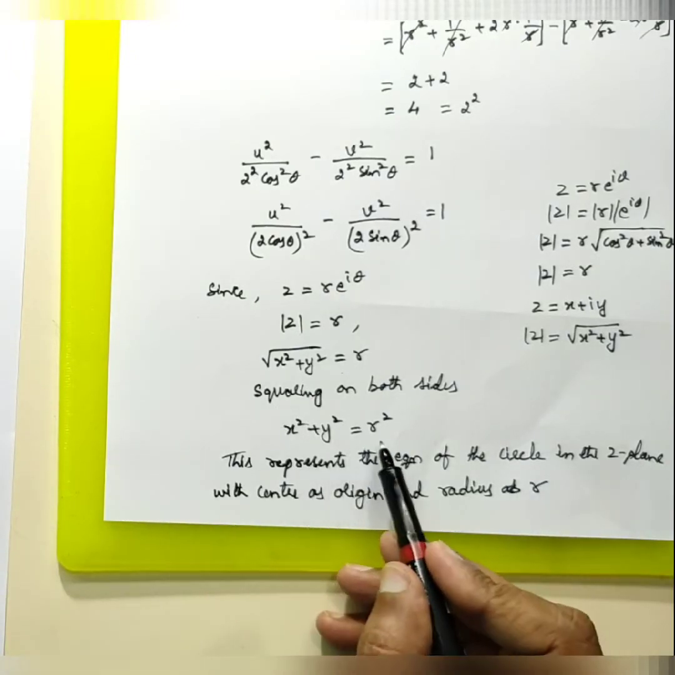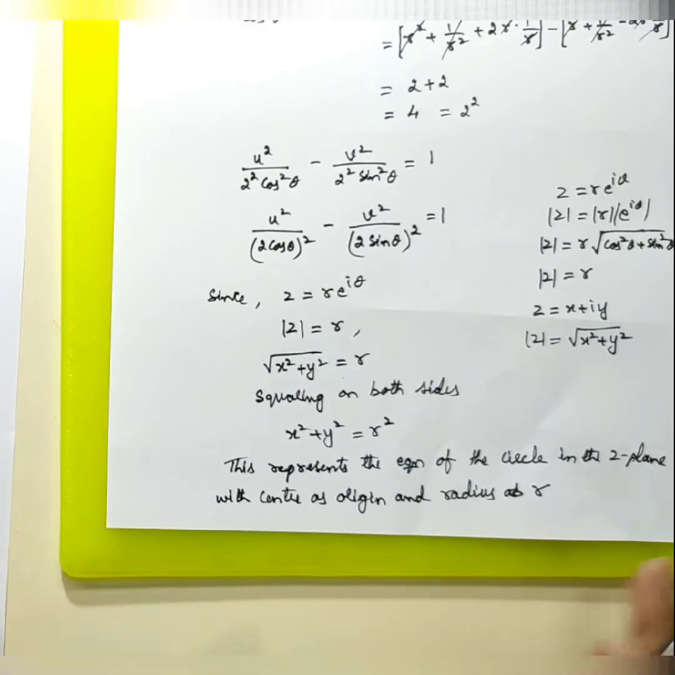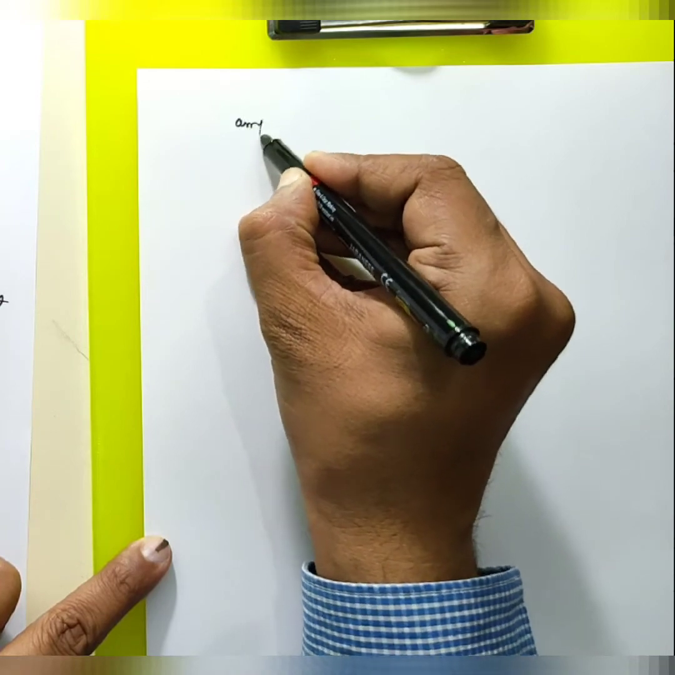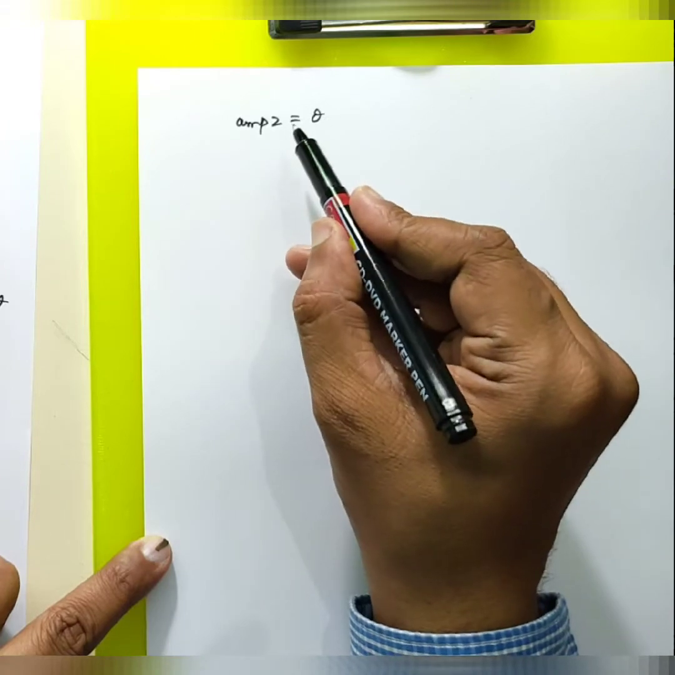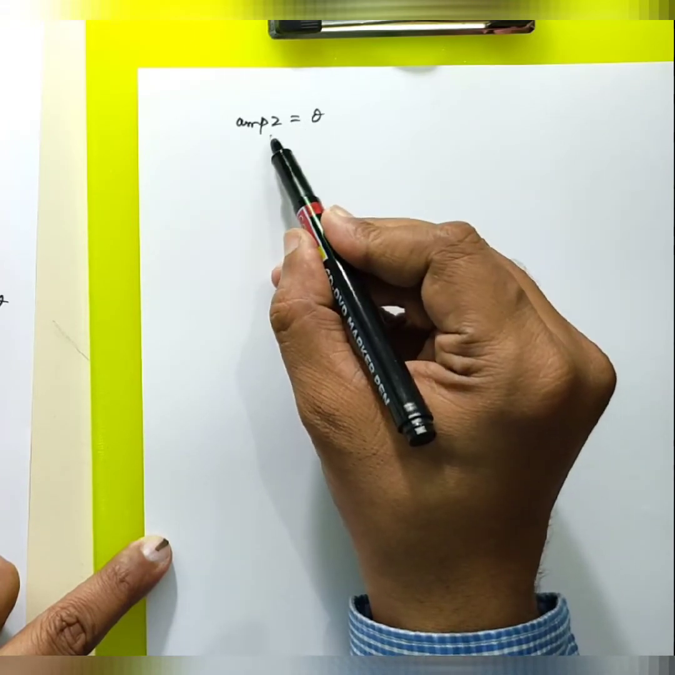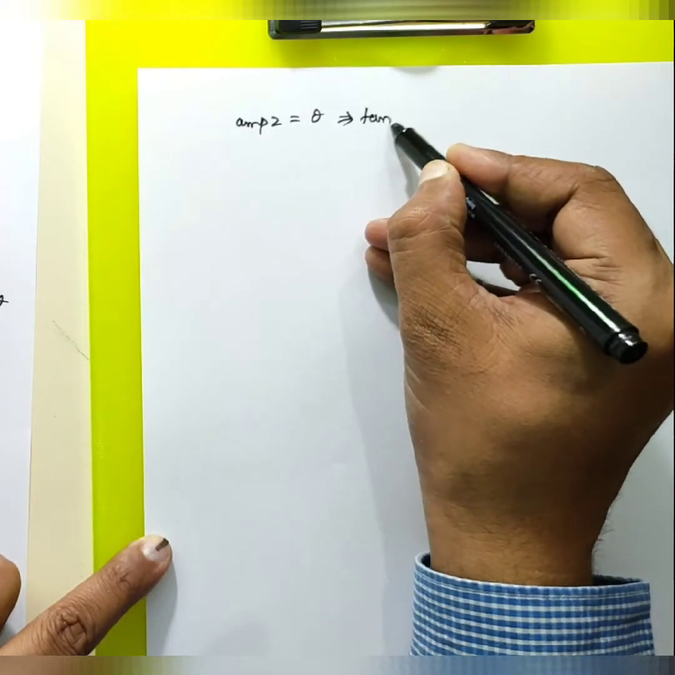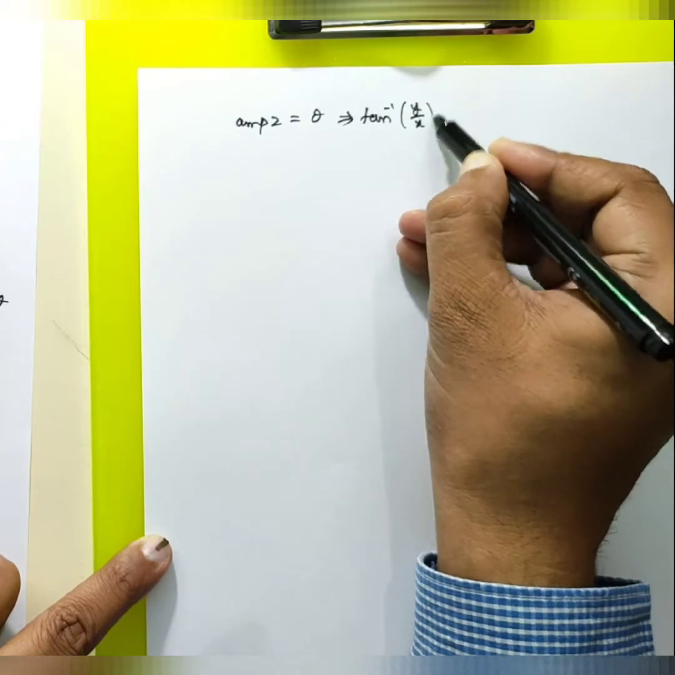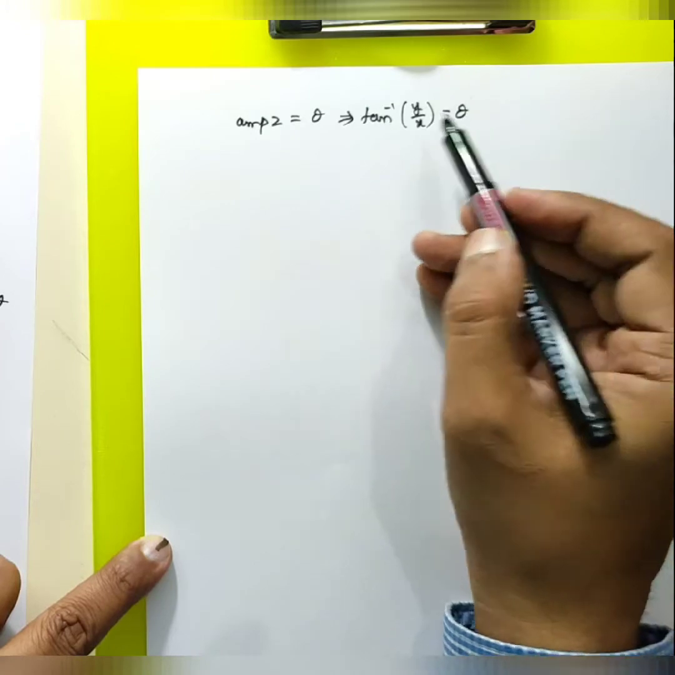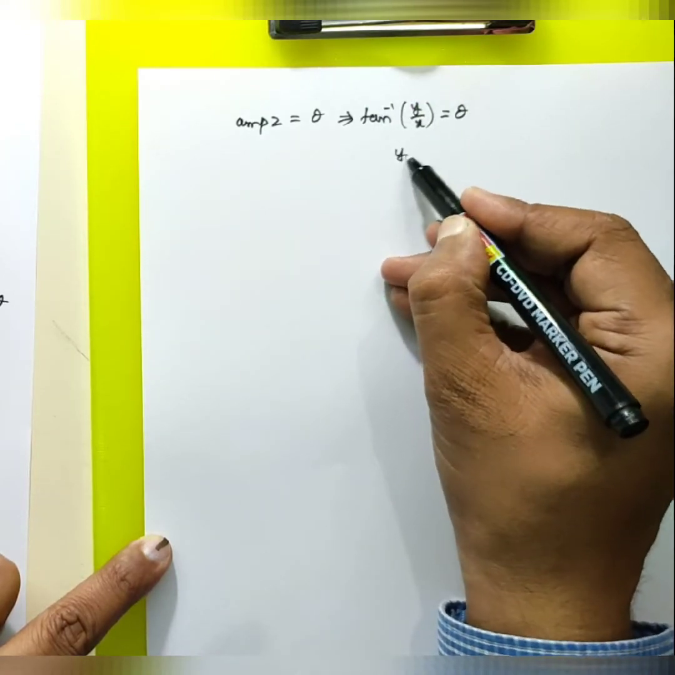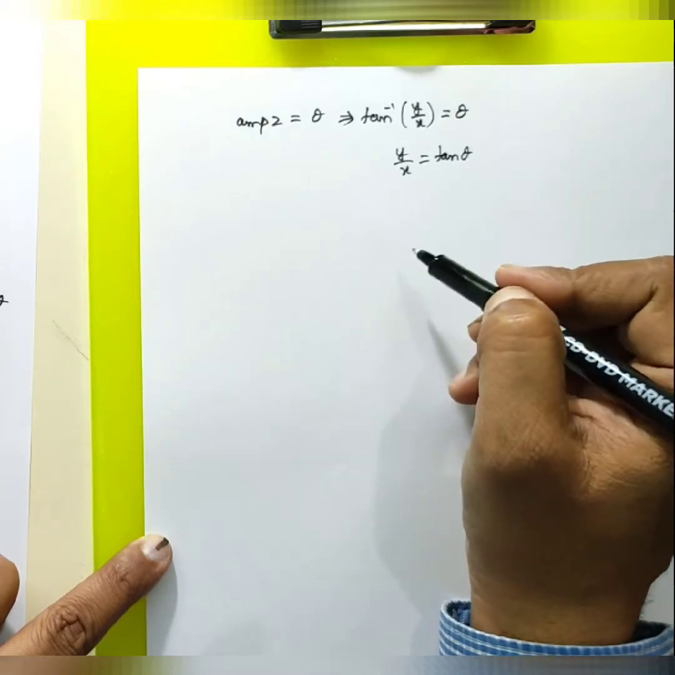So you got x and y in terms of r. Now I have to get x and y in terms of theta. We know that the amplitude of z is represented by theta. So what is the amplitude that we have? The amplitude of z is tan inverse of y by x, and that will be equal to theta. If I take tan inverse to the other side, it becomes y by x equal to tan theta.